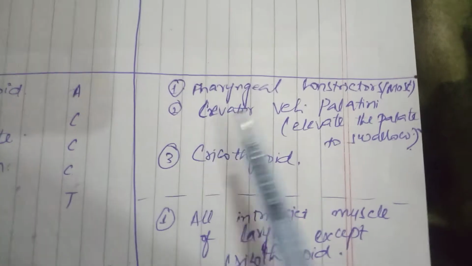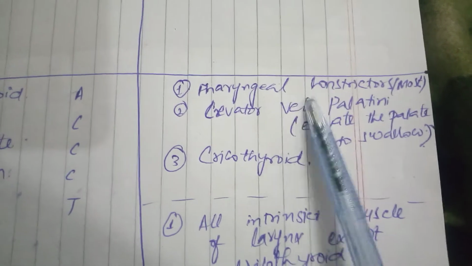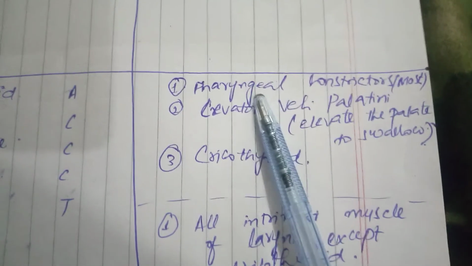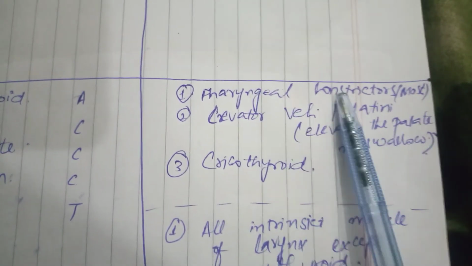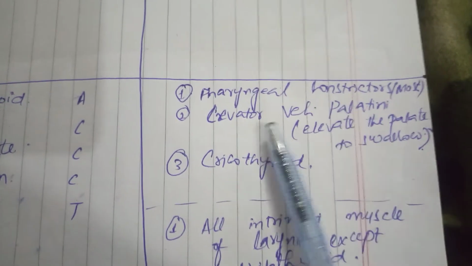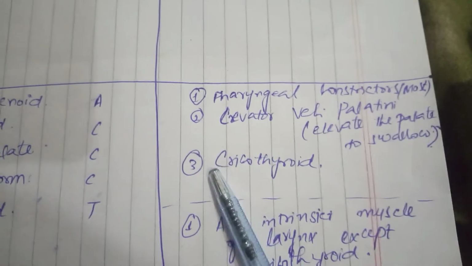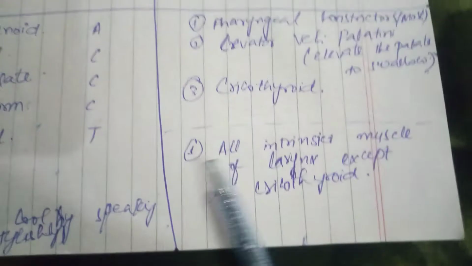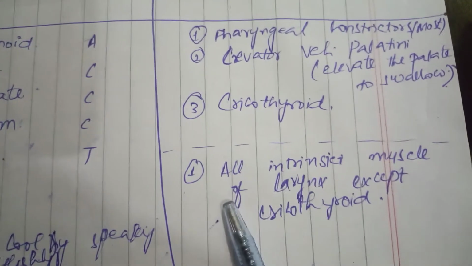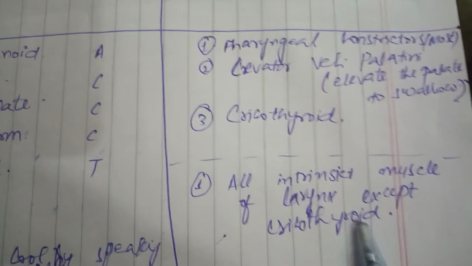Now from the fourth pharyngeal arch: pharyngeal constrictors, swallow. Most of the pharyngeal constrictors, pharynx for swallow. Then levator veli palatini, which elevates the palate to swallow. So levator, elevate, and then cricothyroid. This is the only cricothyroid. How will you remember that here? The sixth pharyngeal arch is going to make all the intrinsic muscles of the larynx except cricothyroid.